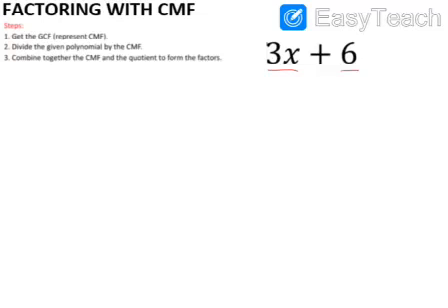The numerical coefficient of the first term is 3, and the factor of that is 1 times 3. Next is the second term, which is 6, and the factor of that is 2 times 3. So to find the CMF, all we need to do is to get the same number that appears in the factors, and that is number 3. So 3 is our CMF. So we are done with step 1.